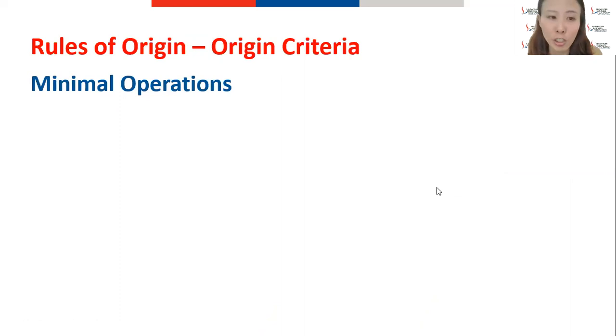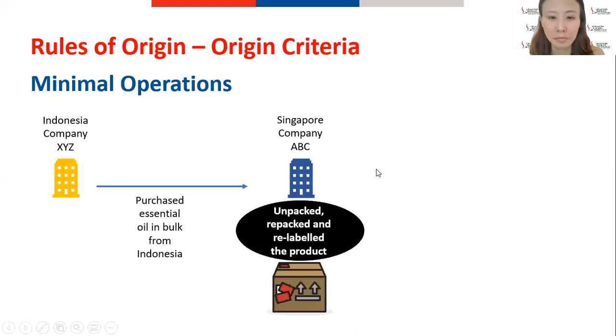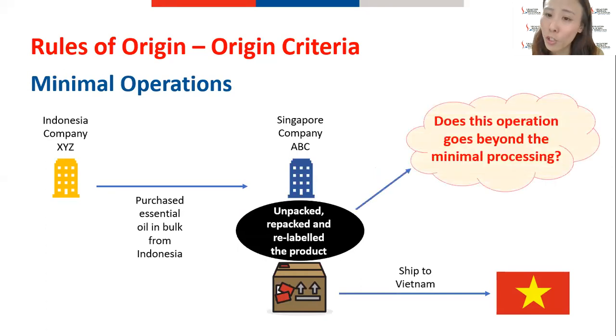Taking as an illustration, Singapore company ABC purchased essential oil in bulk from Indonesia company XYZ. When the goods arrived in Singapore, Singapore company ABC unpack it, repack it, and then relabel the product. And then they sell it to Vietnam. So my question to you is, does this operation go beyond the minimum processing?